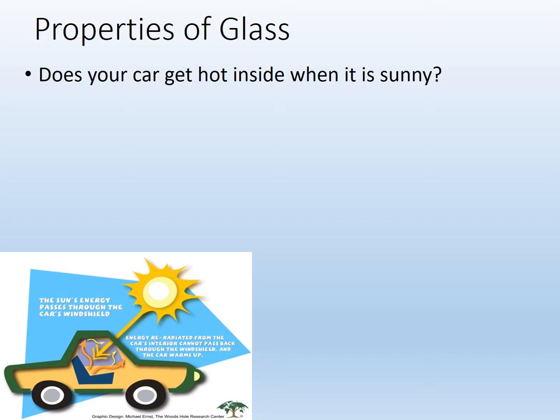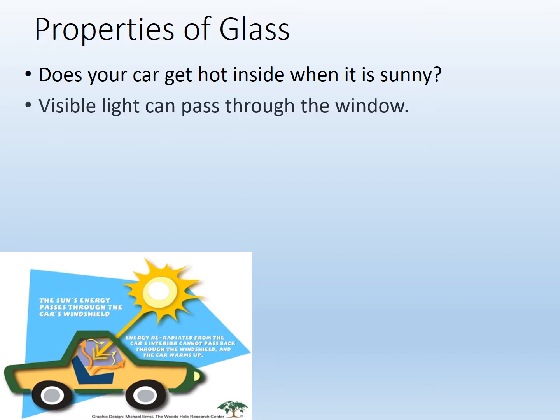This is one of the reasons why your car gets hot when it's sunny, because your car is basically acting on the greenhouse effect. Solar radiation enters through the window in the form of visible light. It's absorbed by the things in your car, like your seats, and then it's re-radiating that energy in the form of infrared, except that glass doesn't let infrared through, so that infrared stays inside the car, making it hotter and hotter.